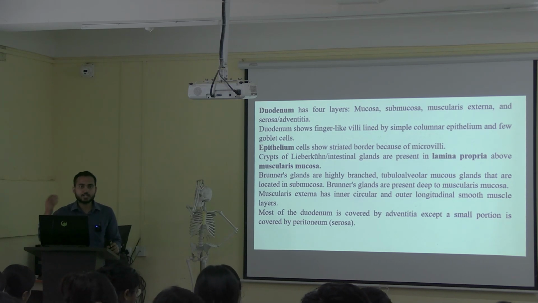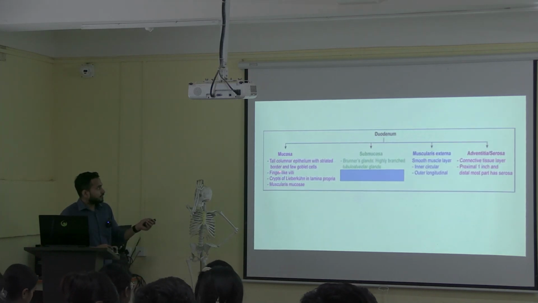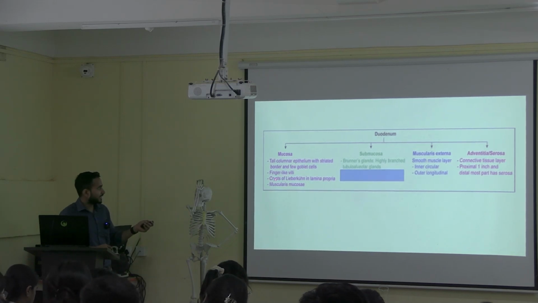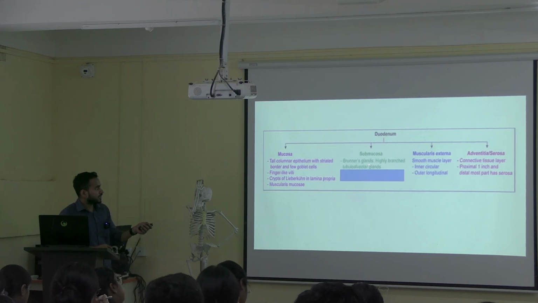So these are some important identifying features which you have to look for in the slide whenever you are identifying the duodenum. Now see, in duodenum these four basic layers are present. So what is in the mucosa? Lining epithelium, along with goblet cells. Villi are present, finger-like. Crypts of Lieberkühn in the lamina propria, muscularis mucosa. In the submucosa, see Brunner's gland, highly branched tubulo-alveolar glands are present.